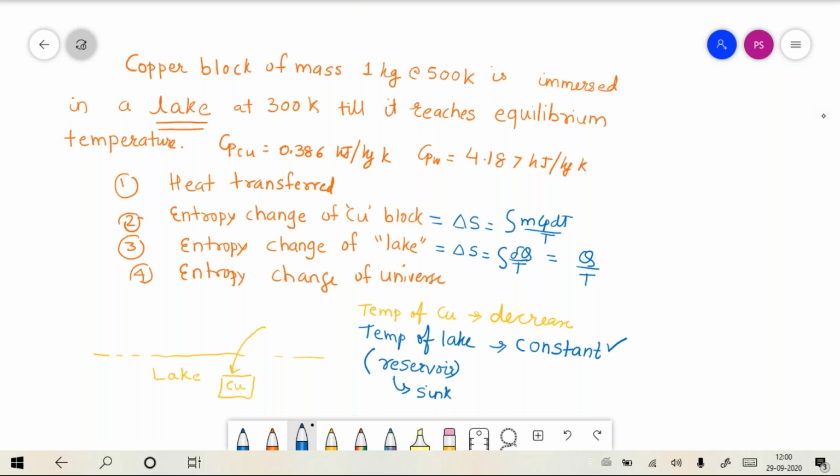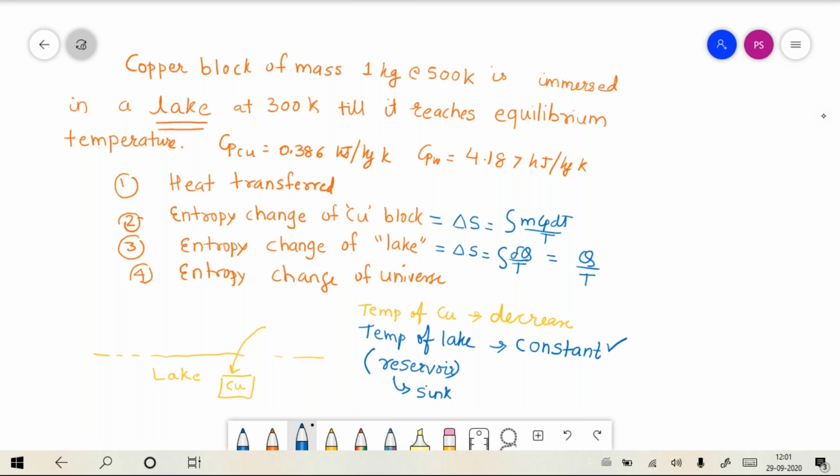However, would the entropy of the lake increase? Why would the entropy of the lake increase in spite of the fact that the temperature of the lake remains constant? Yeah, correct. Gautam is correct. The entropy of the lake would increase because heat flows into the lake. So along with the heat flows the entropy.